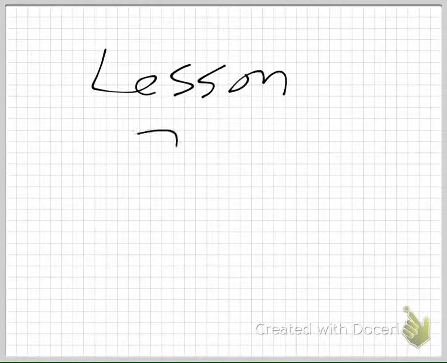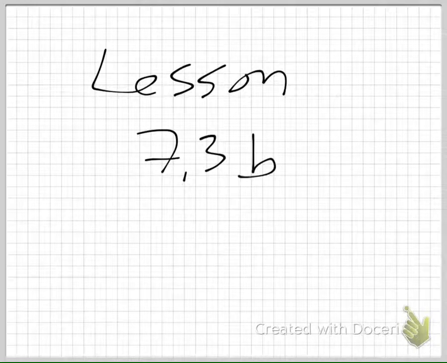This is Algebra lesson 7.3b. We're doing it for a second day. Okay, scientific notation. We now know how it basically works. Now we're going to deal with multiplying and dividing using scientific notation. It's that simple.